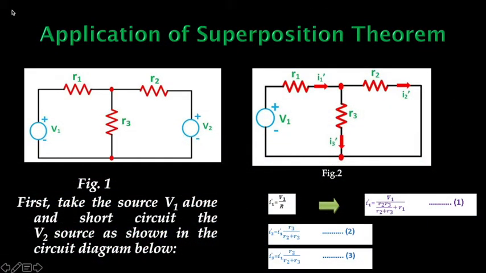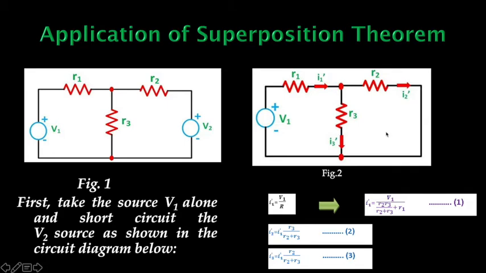Application of the superposition theorem. Let us understand the superposition theorem with the help of an example. The circuit diagram is shown and consists of two voltage sources V1 and V2. There are three resistances in the circuit: R1, R2 and R3. First, take the voltage source V1 alone and short circuit the V2 source as shown in the circuit diagram.